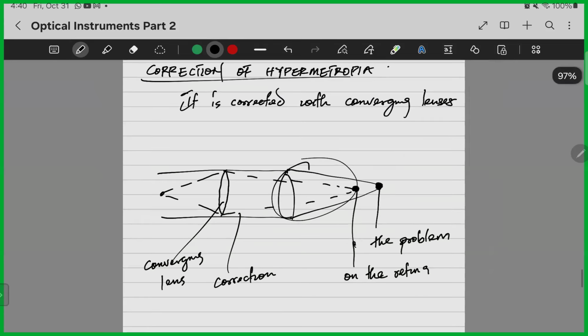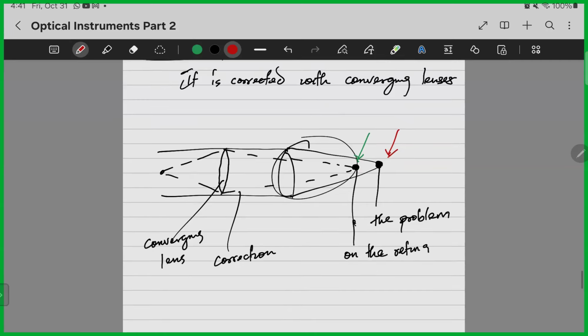So that's the idea. Originally, the problem makes the image fall behind the retina. This is where the retina should be, but it falls beyond it. But you see, the correction makes it fall in the appropriate place. So keep that in mind.